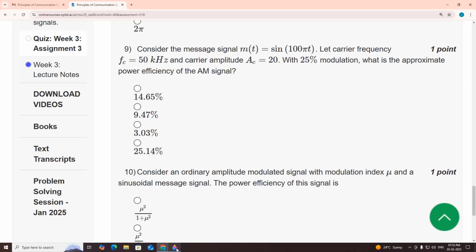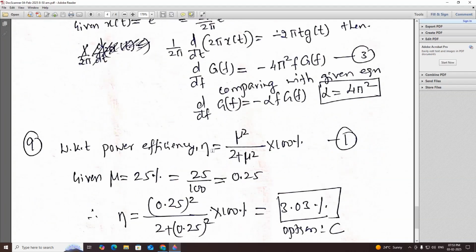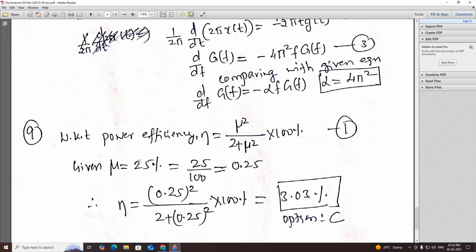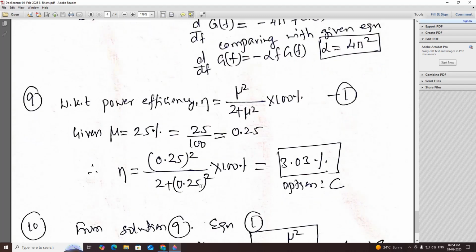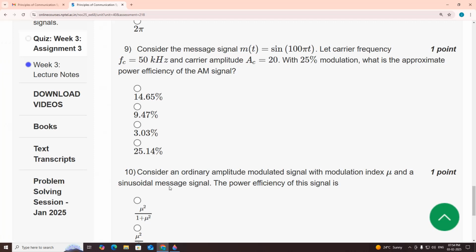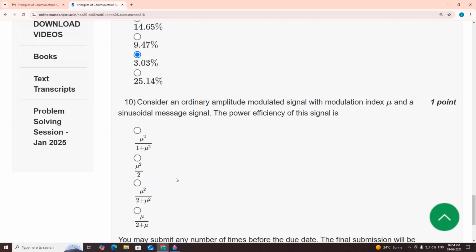Again, it's a very simple substitution problem. We know power efficiency eta is equal to mu square divided by 2 plus mu square, into 100%. You have to convert this mu they have given, 25%, into a number, not a percentage, so it becomes 0.25. Substitute in this formula, you will get 3.03. Option C, 3.03.